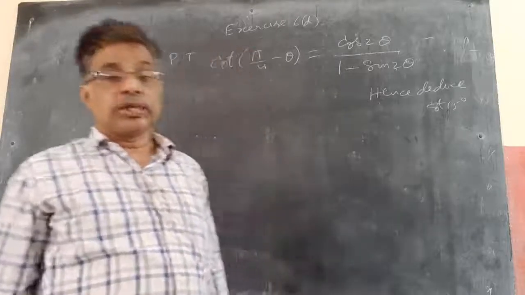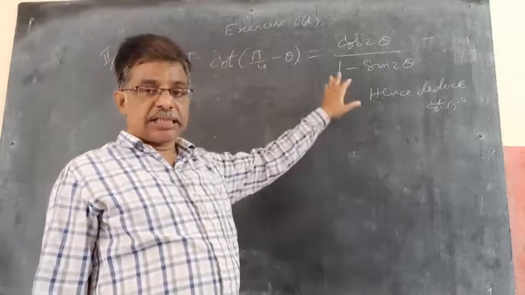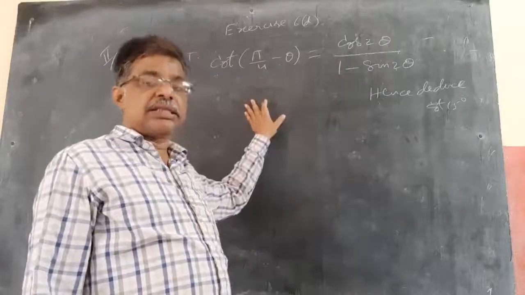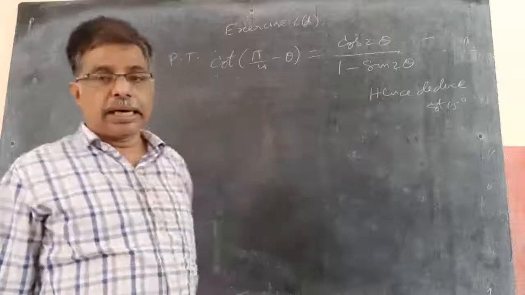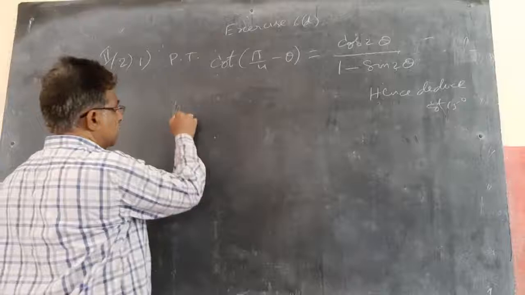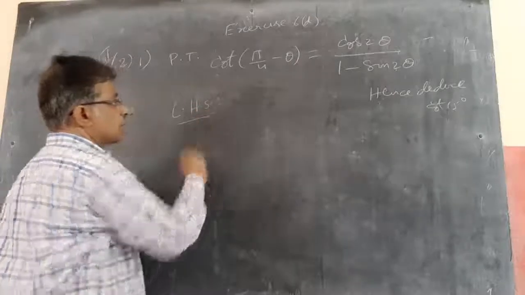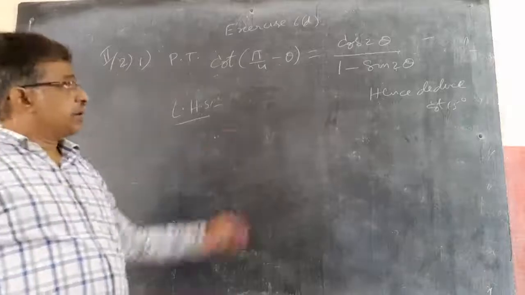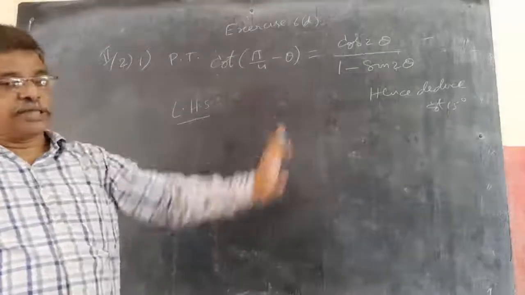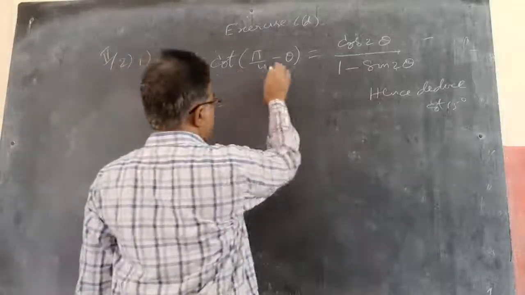Here again there are two ways of doing. One is simplifying LHS, you will get RHS. Another is simplifying RHS, you will get LHS. Two ways of doing it. So I am taking LHS, then I am going to prove it for RHS. Or I can do half of the LHS and half of the RHS. Your choice. Cot of pi by 4 minus theta.